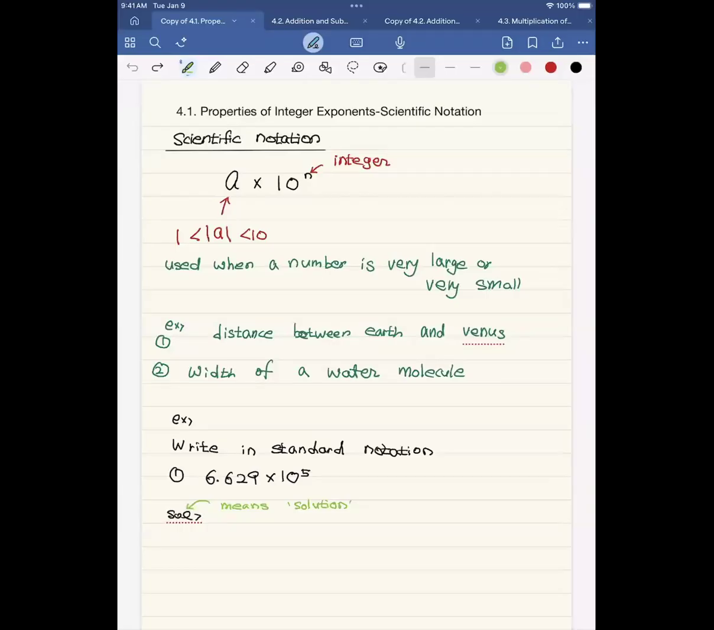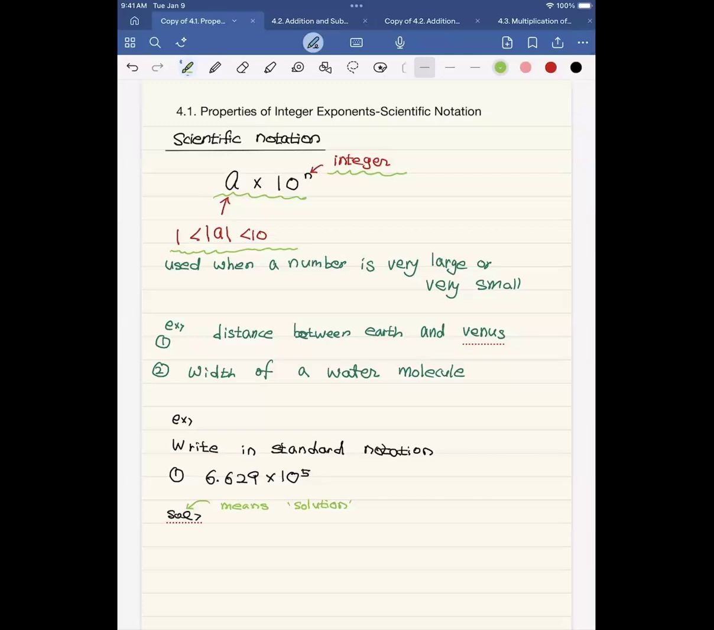Let's continue with properties of integer exponents. We focus on scientific notation. Scientific notation is written as a times 10 to the power of n, where a is a number whose absolute value is between 1 and 10, and n is an integer. Scientific notation is used when a is a very large or very small number.